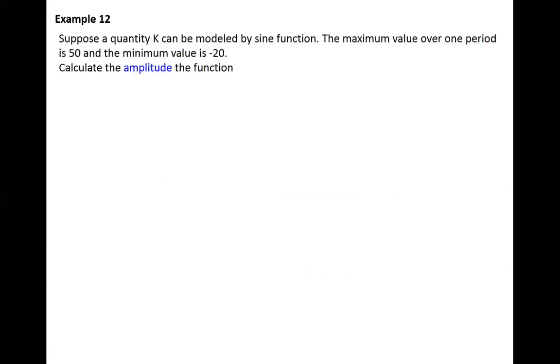Okay, let's see what else I have. This one is just computing the amplitude. Suppose a quantity k can be modeled by the sine function. You have to really watch what I'm doing. Sine, let's say sine theta, but I think it's missing something. The maximum value over one period is 50, and the minimum value is -20. That means maximum value is 50, minimum is -20.